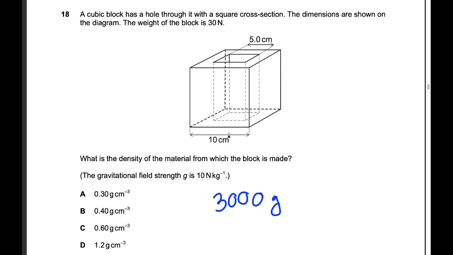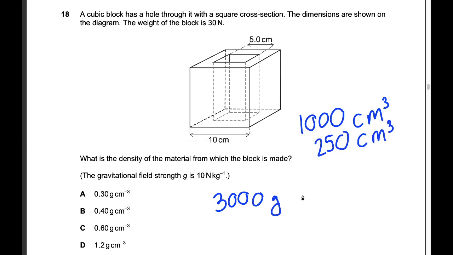Okay, but to work out the density, I need to do mass over volume. Mass over volume is density. So the volume of my box, if it didn't have the hole in it, it's a cubic box, so it's 10 by 10 by 10. So that would be 1,000 centimeters cubed, but then I need to take away the volume of this hole, which is a square hole, so it's 5 by 5 by 10, which is 250 centimeters cubed. Okay, so 5 times 5 is 25 times 10, 250 centimeters cubed. So I end up with a volume of 750 centimeters cubed.